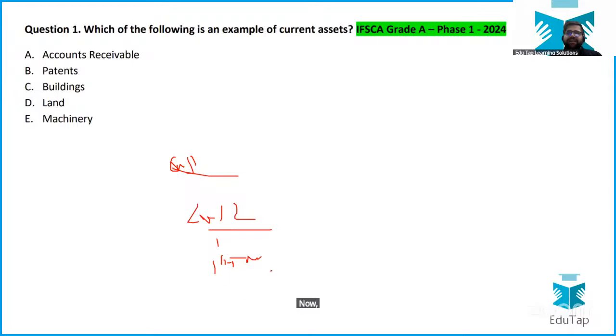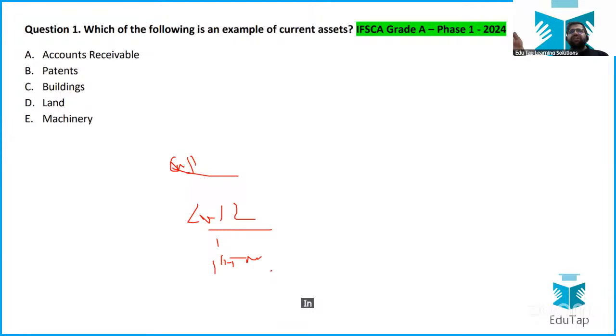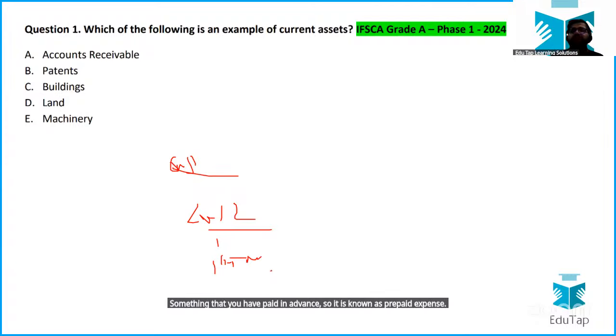Now, if I pay the salaries of all the 12 months on 1st January, I am yet to utilize its benefit in Feb, in March, in all the different months. Whenever you are yet to utilize the future benefit, will it be a liability or an asset? It will definitely be your asset because you are yet to utilize its future benefit. So there is one particular word which we call prepaid, right? Prepaid means something which you have paid in advance. So it is known as prepaid expense. That becomes your current asset.